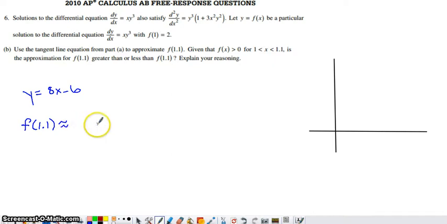And what I'm saying here is that the y value on the graph of f of x is approximately equal to the y value on the tangent line at 1.1. And the y value on the tangent line at 1.1 is going to be found by putting 1.1 in place of the x in the equation of the tangent line. If you evaluate this, 8 times 1.1 gets you 8.8. 8.8 minus 6 gets you 2.8. So our estimate for f of 1.1 is 2.8.